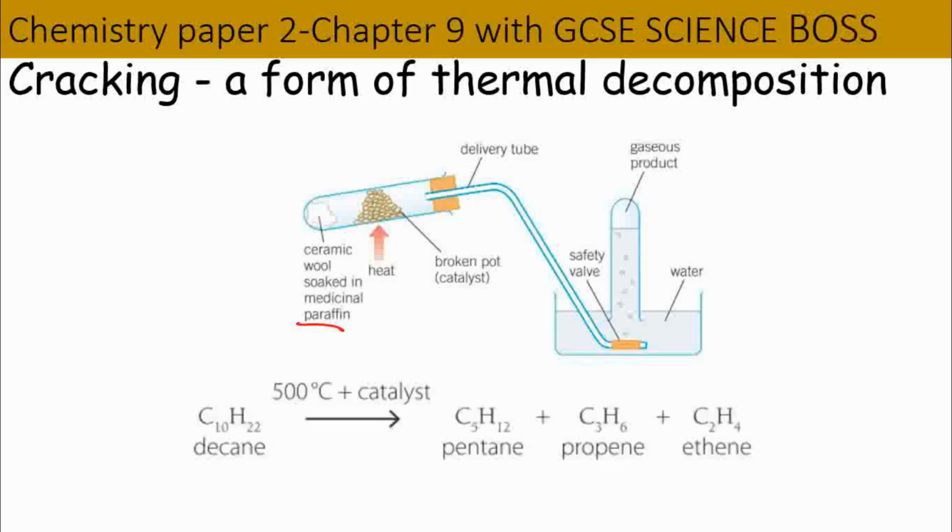Okay, good. So for example, we have decane. And when you break decane, which is 10 carbons, you will get an alkane and you will also have an alkene. So if you notice here, 5 plus 3 is 8, add 2 is 10. It must add up back to give you whatever you started with. So you have 12 plus 6, that's 18. Add 4, that gives you 22. It must add up to give you back there.